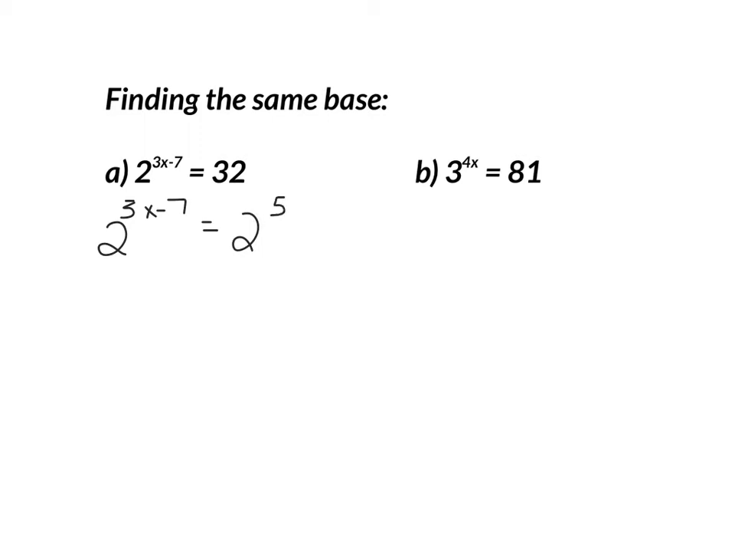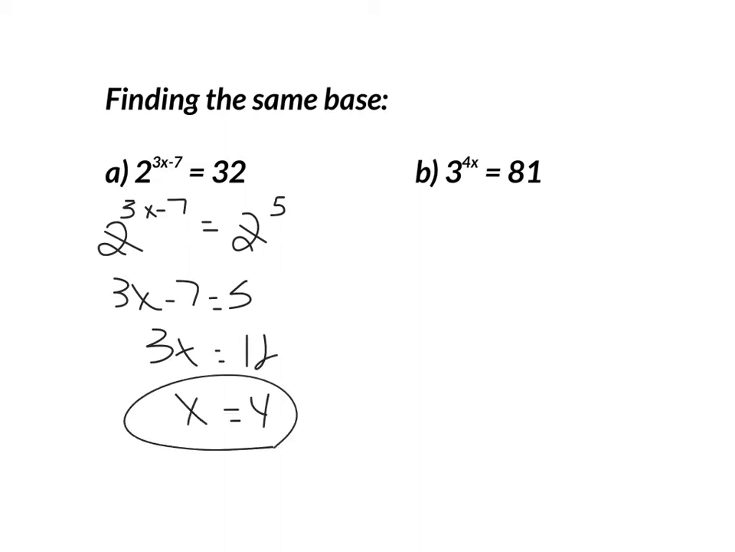If you're not sure, you can use your calculator and keep punching 2 to the 3rd, to the 4th, until you figure out what it is. Now, because the bases are the same, that means my exponents must be equal. So I'm going to forget about the 2's, just set my exponents equal to each other, move the 7 over, divide by 3, x is 4, and that's all you gotta do to solve it. So the key there is finding the same base.